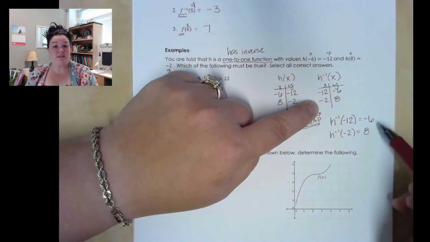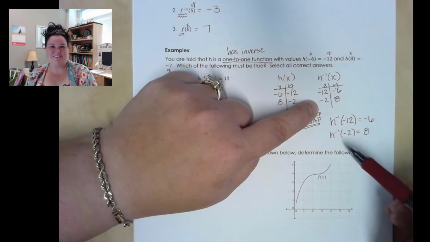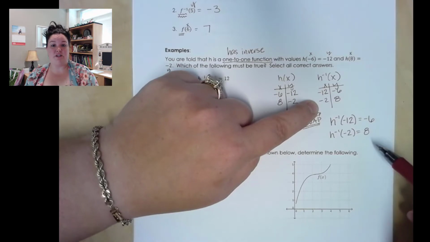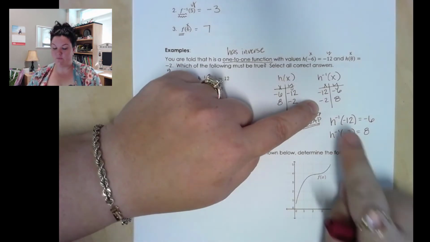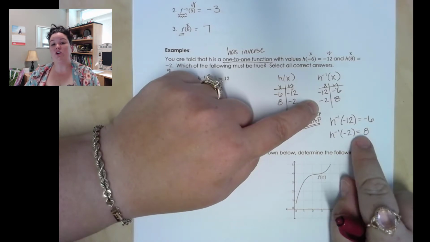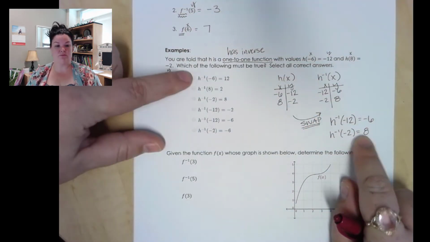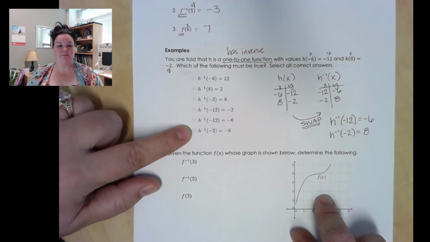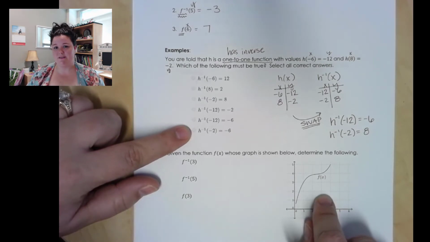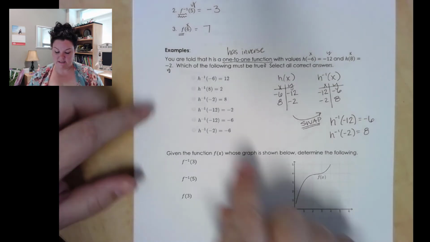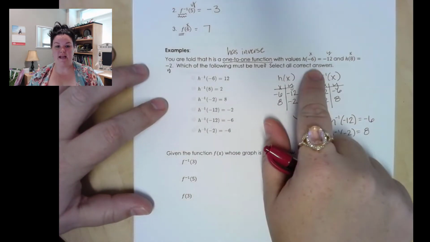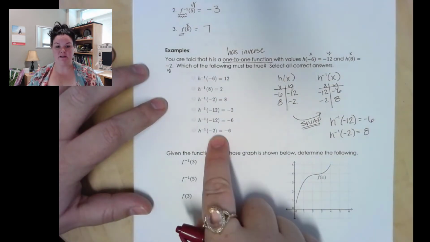So this is the one thing that we can deduce here from the information given: we can swap those values and create new mathematical sentences. In your Knewton assignment, it's going to give you multiple choice to see if you really understand that connection between a function and its inverse. So it says select all the correct answers. Which of these must be true?